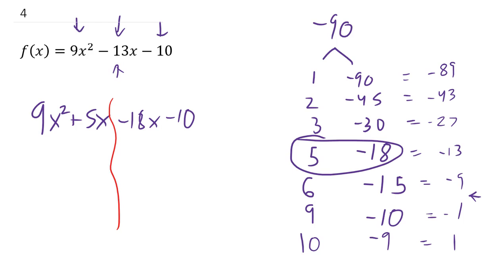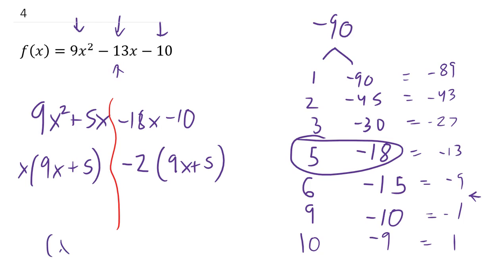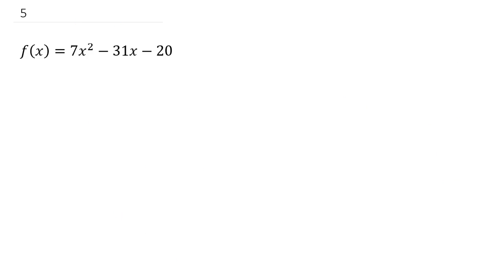Out of the left side, I'll take out an x. Out of the right side, I'll take out a -2. And that leaves me with x minus 2, 9x plus 5. 7 times -20 is -140. Factors of -140. This is the first one where I don't spot it right away.